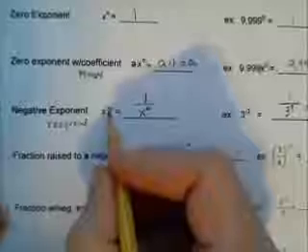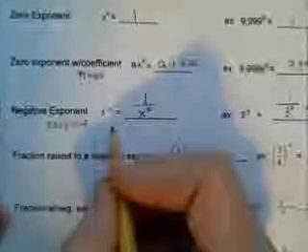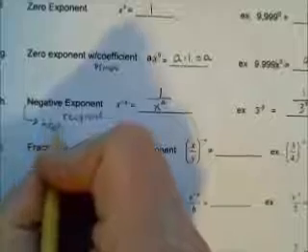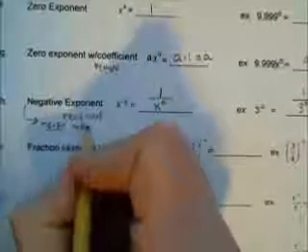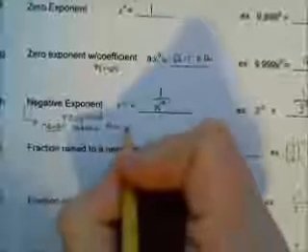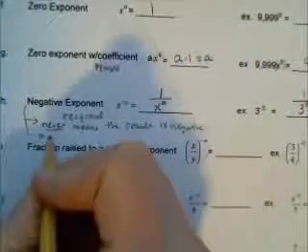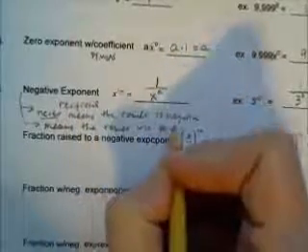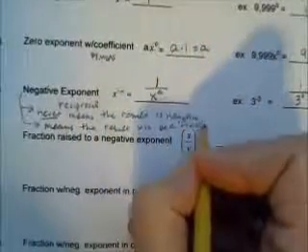A negative exponent never means that the result is going to be negative. It means the result is going to be a fraction. So we should add that to our notes. It never means the result is negative. It means the result will be a fraction. So add those to your notes.